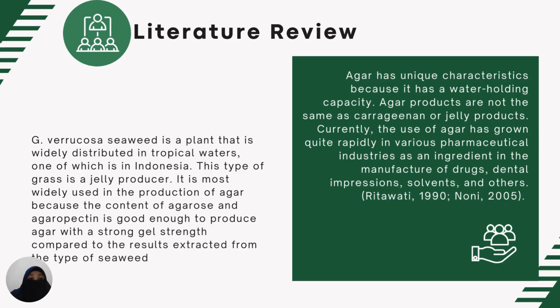Gracilaria verrucosa seaweed is a plant that is widely distributed in tropical waters, one of which is Indonesia. This type of seaweed is a jelly producer. It is most widely used in the production of agar because the content of agarose and agropectin is good enough to produce agar with a strong gel.